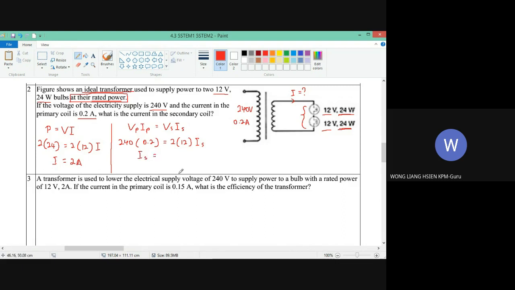Also get 2 ampere. So you see, it's the same thing. So there are 2 methods for us to solve this question.